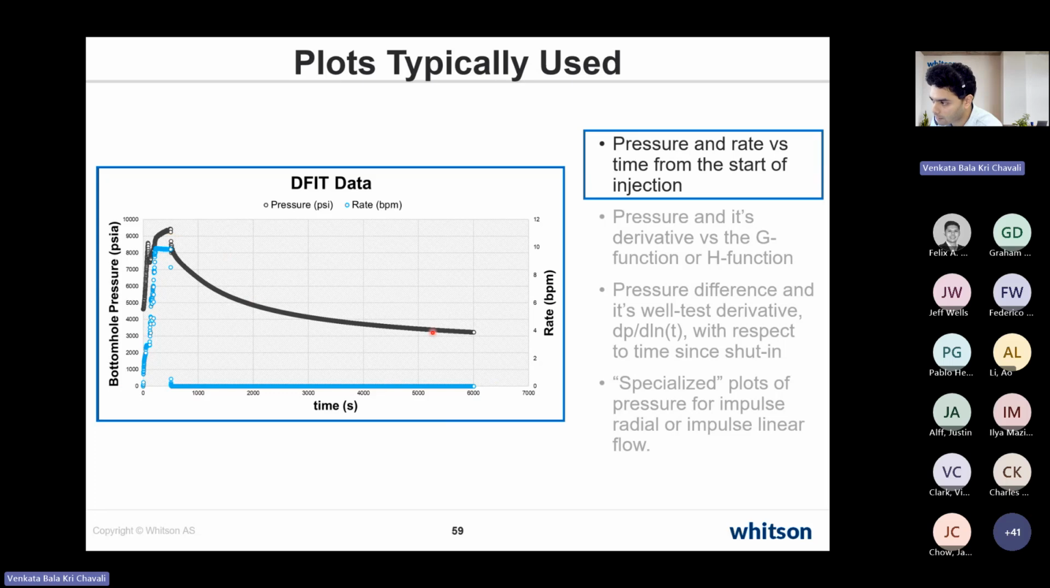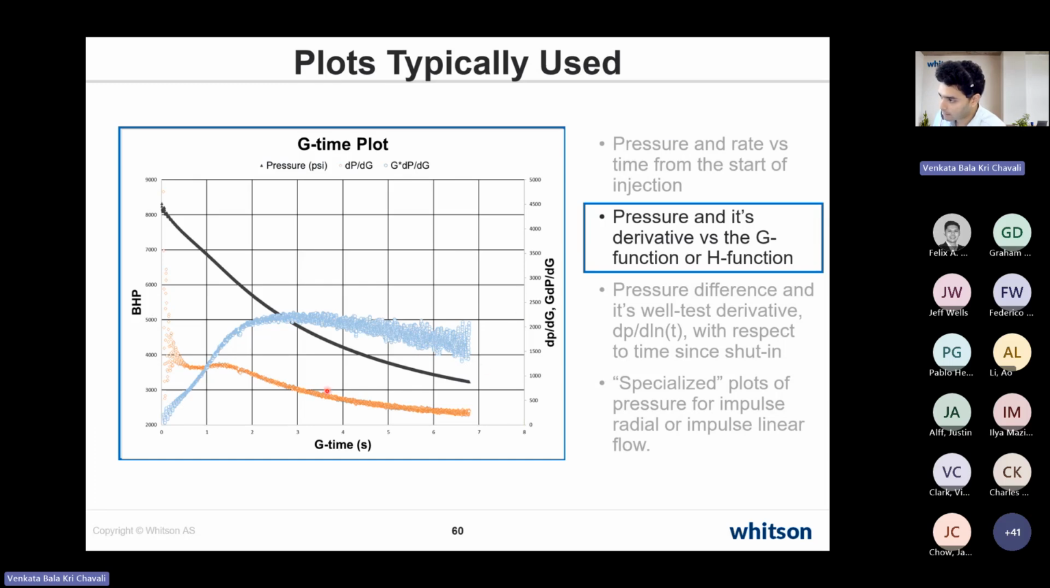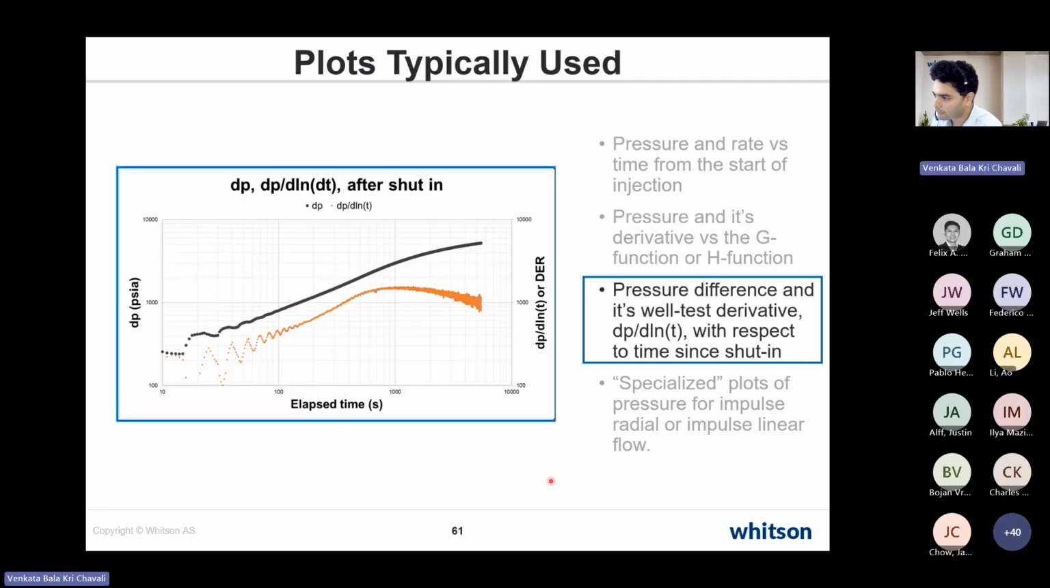You monitor these pressures, and you're looking for that fall off, right? You can then calculate the derivatives, the DPDG and the G times DPDG, and those are plotted in the orange and blue here, along with the pressures in black. All of this is something you can do on Excel, but it's a lot more involved and complicated to do on an Excel spreadsheet than on a software.